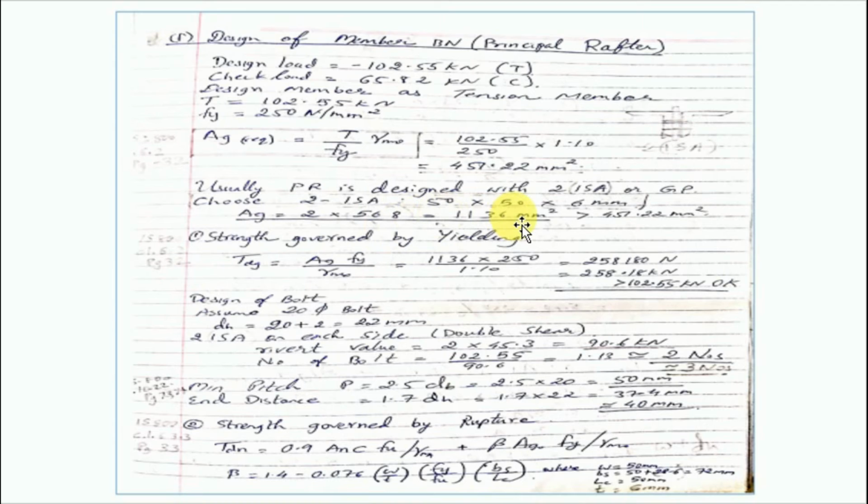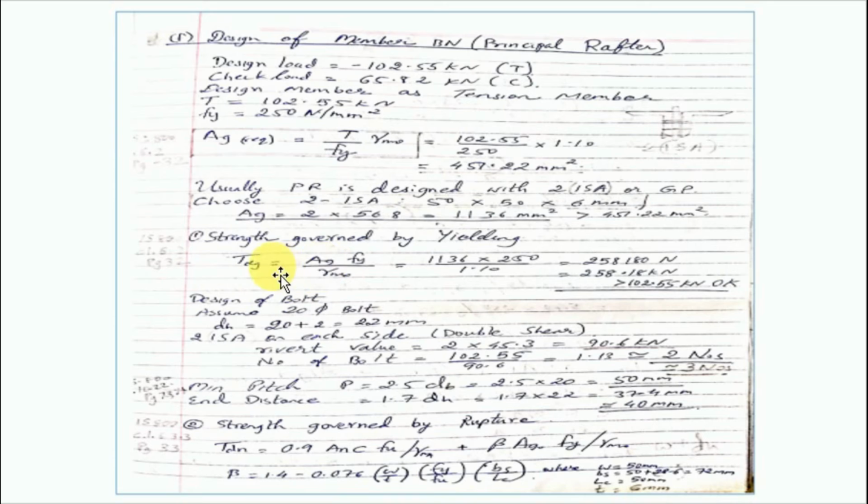So we have chosen 2 ISA 50 into 50 into 6 mm, Indian standard angle, which is greater than 451.22 mm square. We have to calculate the strength governed by yielding, strength governed by rupture and strength governed by block shear. These are used for tension calculation.